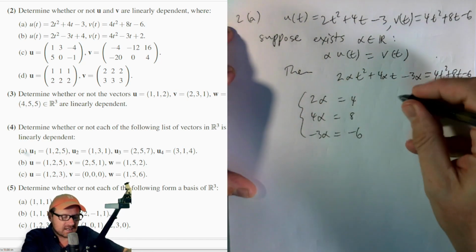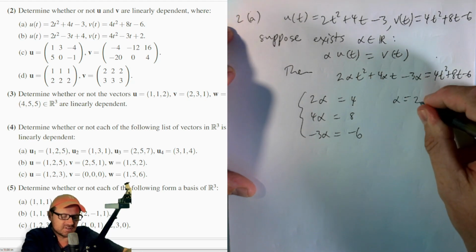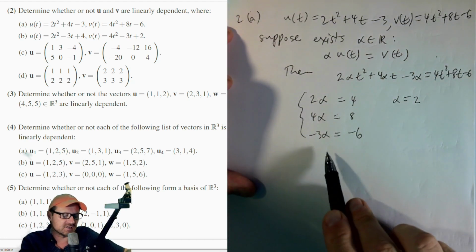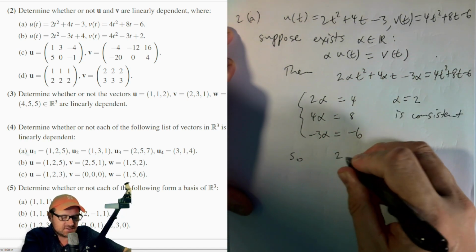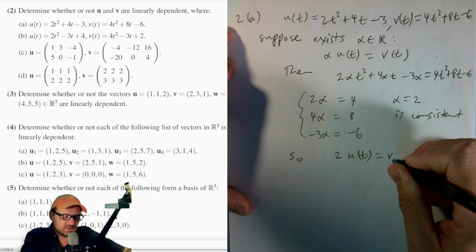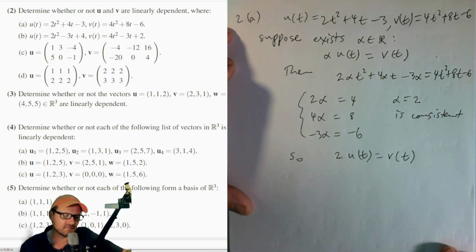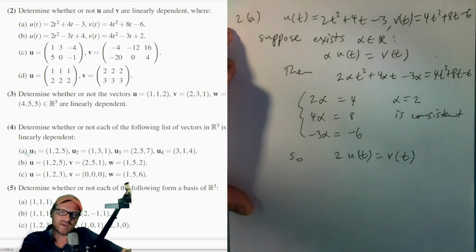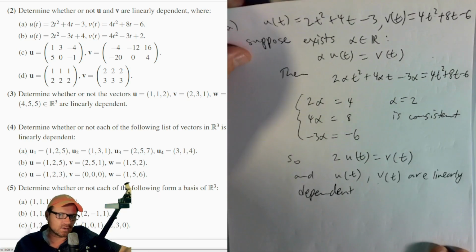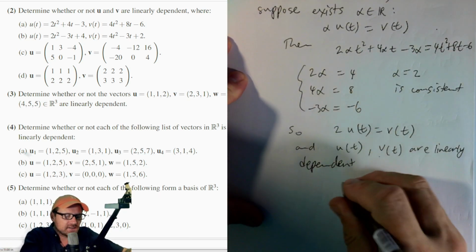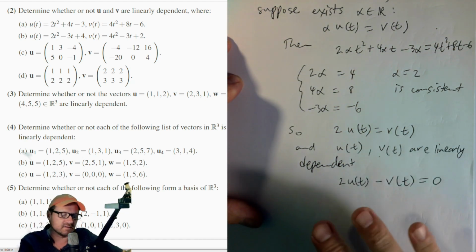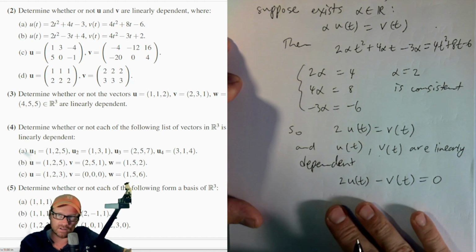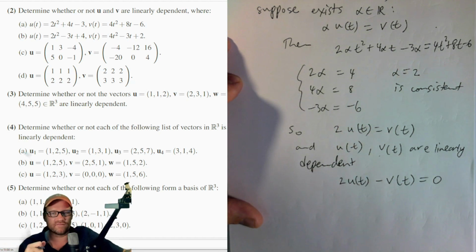The first equation tells us that alpha is equal to 4/2, which is 2. That is consistent with the second and third equations. So we can conclude that 2u of t is equal to v of t, which means these polynomials, viewed as vectors, are linearly dependent. We could also write this as 2u of t minus v of t equals 0. Since the coefficients 2 and -1 are not all 0, the vectors are linearly dependent because they're not forced to be all 0.